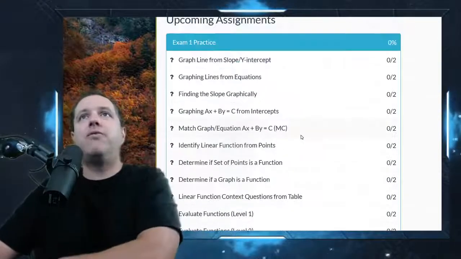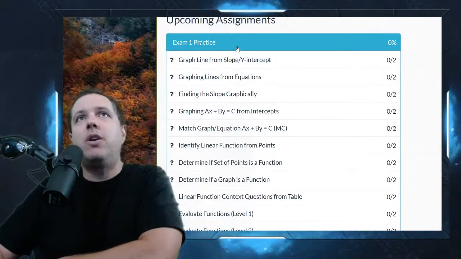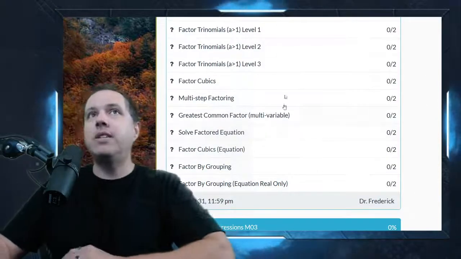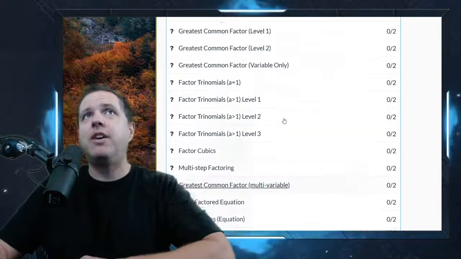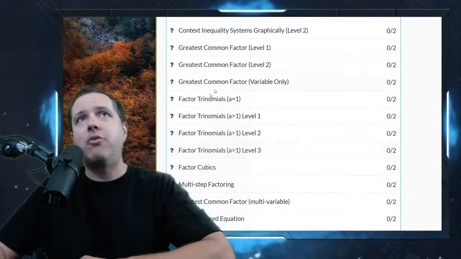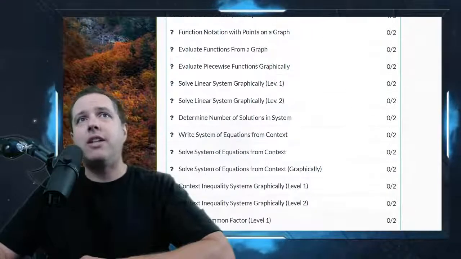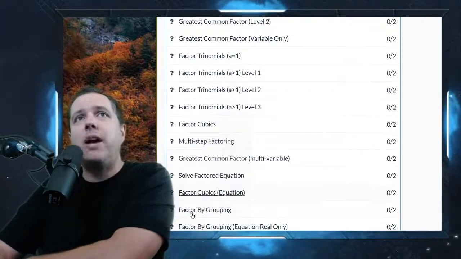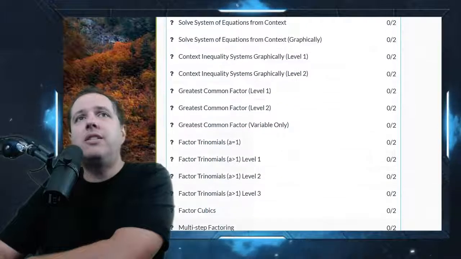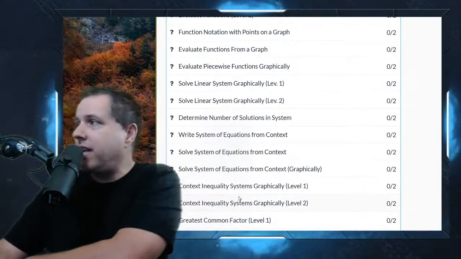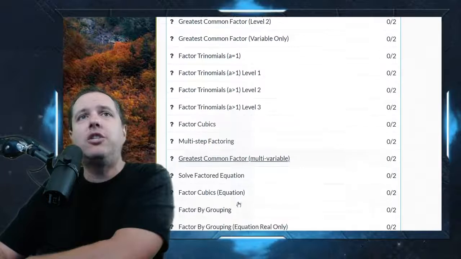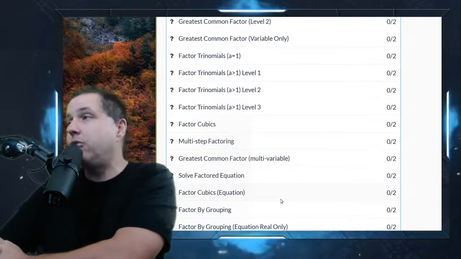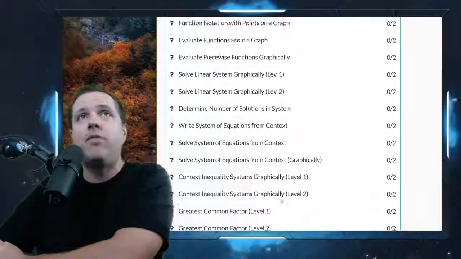So I put together a fairly lengthy exam 1 practice. It should probably take a couple of hours, but it's going to help you remember a lot of the stuff that we're looking at. So what are we looking at? We're looking at factoring, like lots of factoring: greatest common factor, factoring trinomials, factor by grouping, multi-step factoring, lots of factoring stuff, solving equations by factoring. Those are all pretty basic stuff from that chapter, some of the most important material from the course.